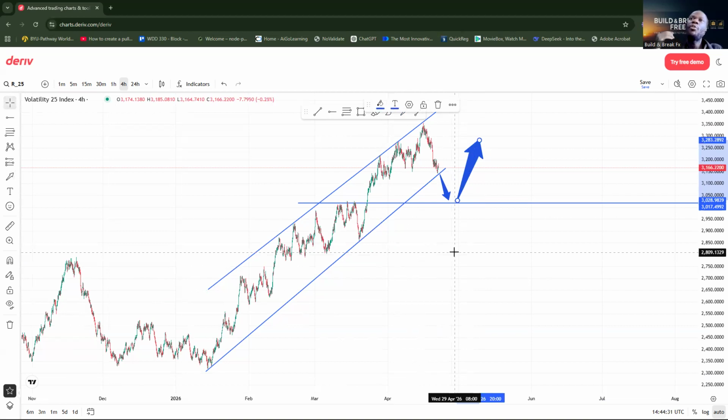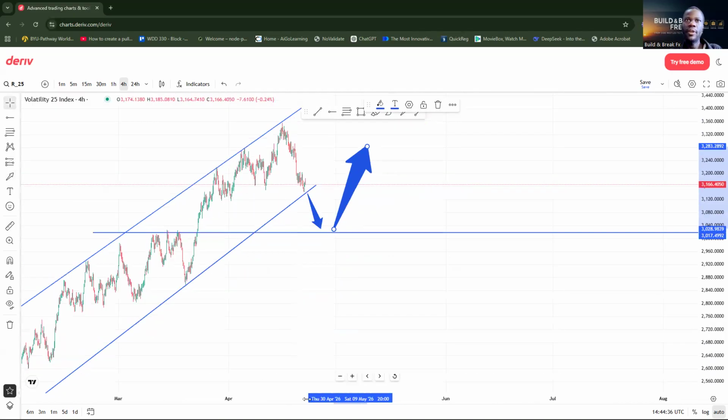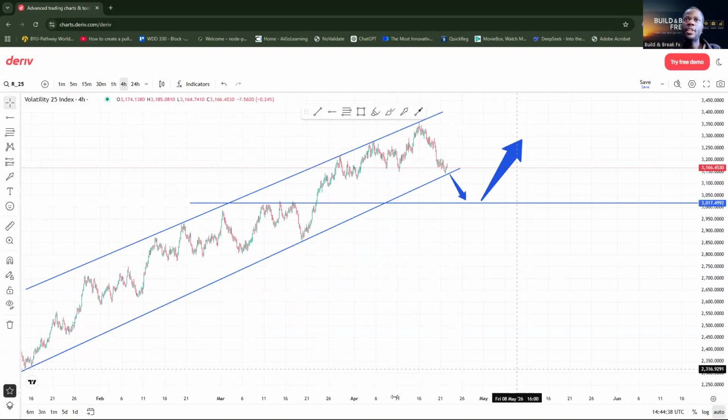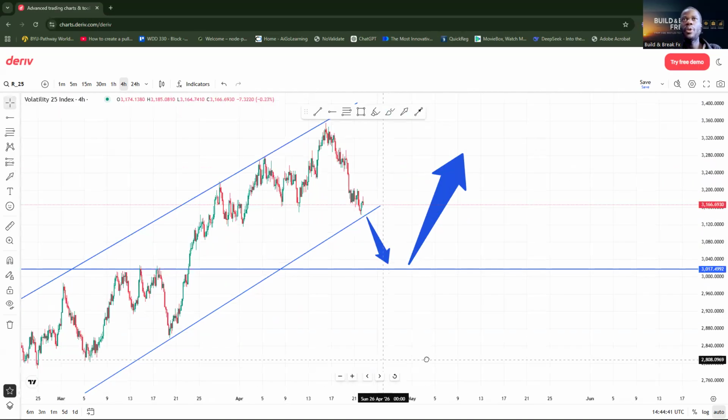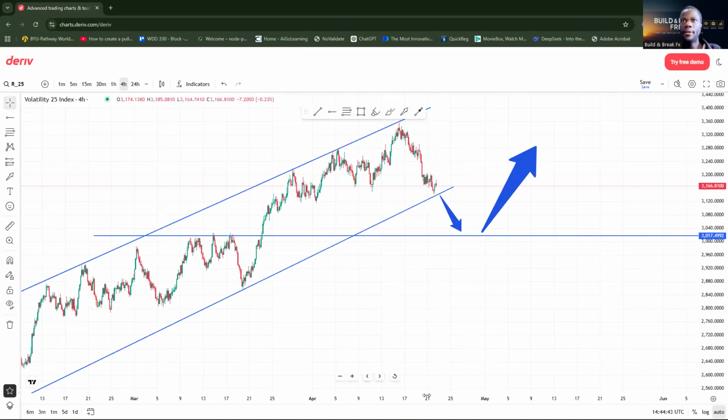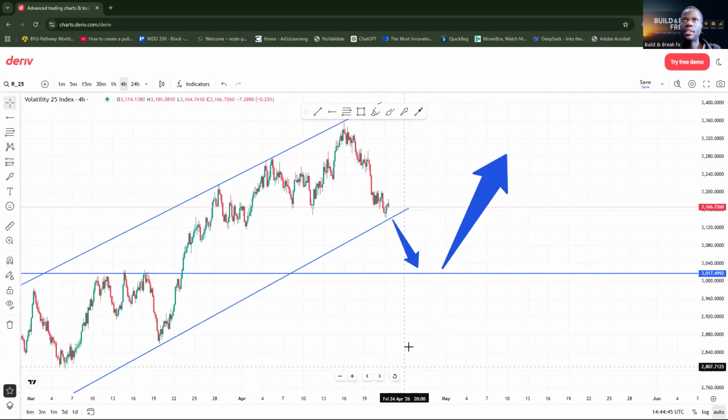So that's the only thing that we need to pay attention to in the market, right? That's why when people are trading, they will put stop losses.